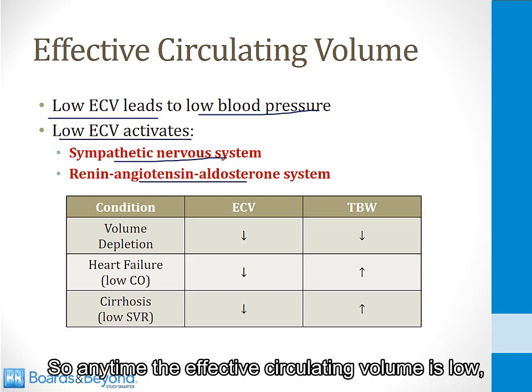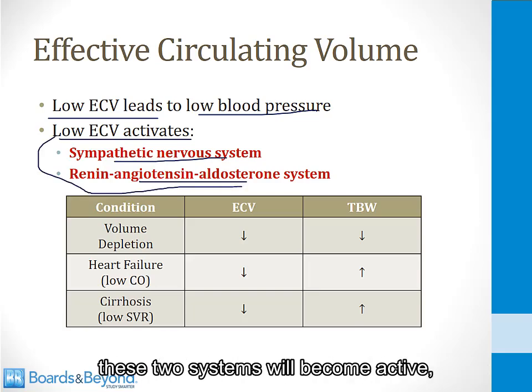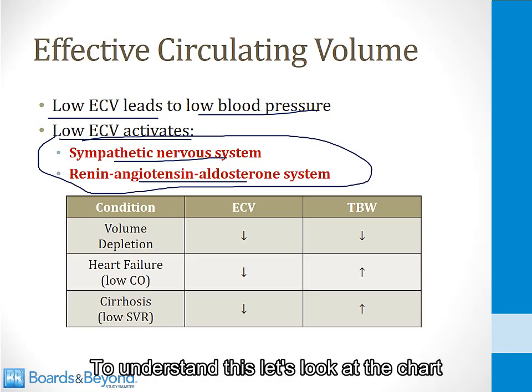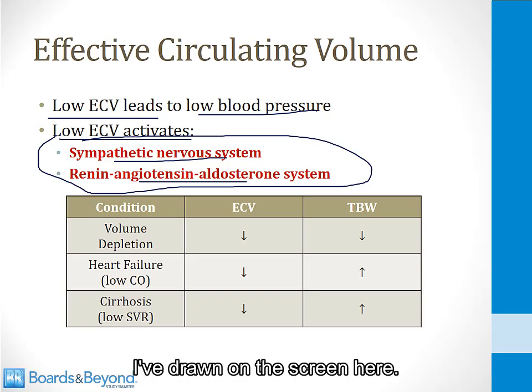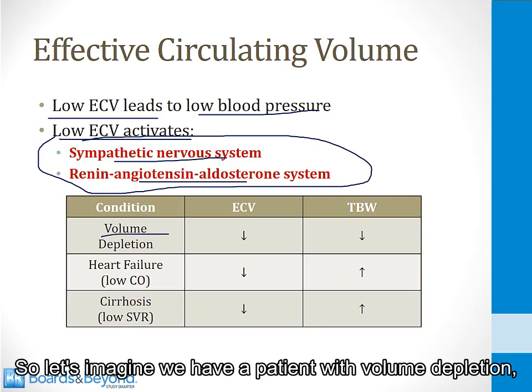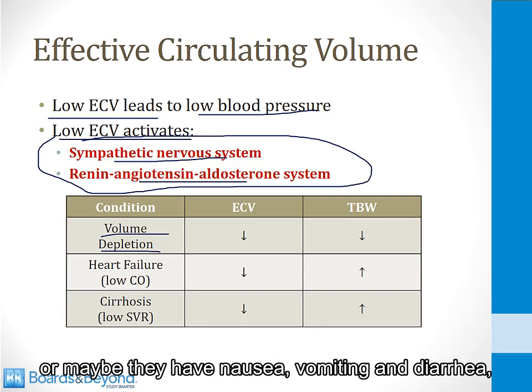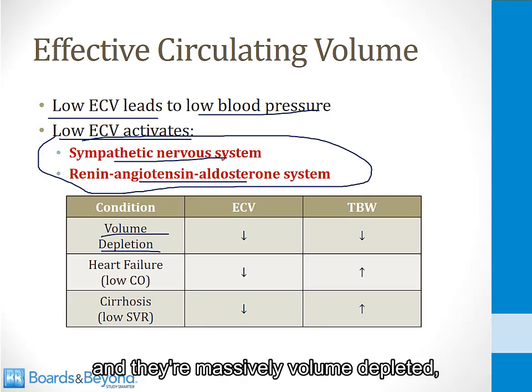So any time the effective circulating volume is low, these two systems will become active, and that's critical to understanding certain disease states. To understand this, let's look at the chart I've drawn on the screen here. So let's imagine we have a patient with volume depletion. For example, maybe this patient has hemorrhage, or maybe they have nausea, vomiting, and diarrhea, and they're massively volume depleted.